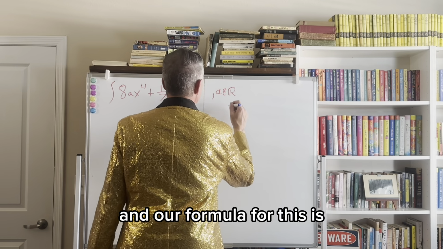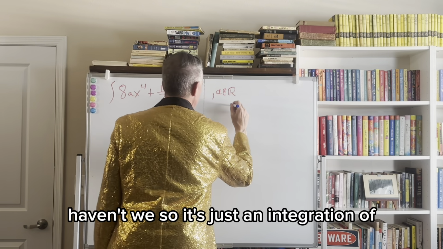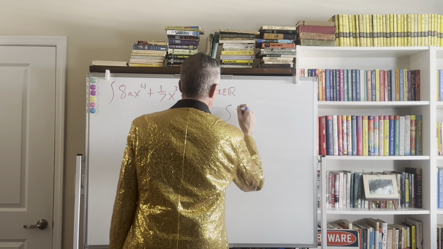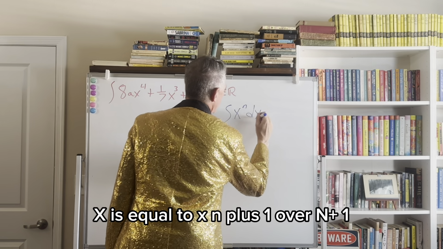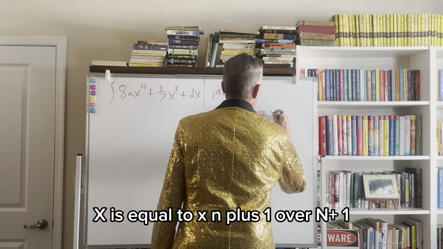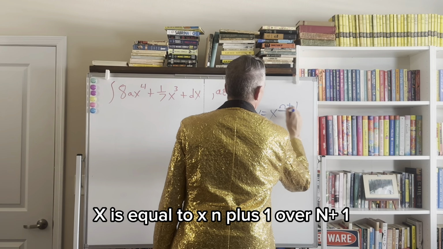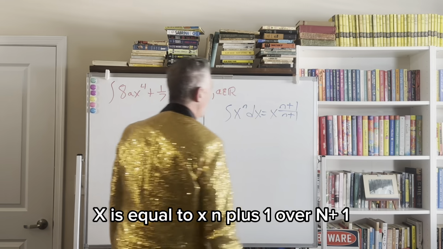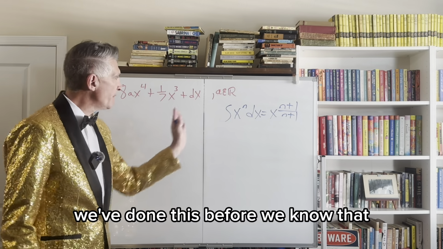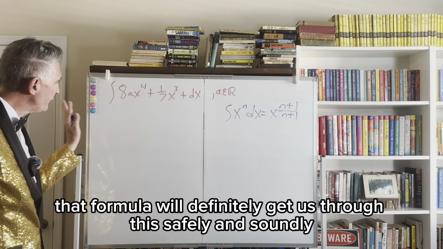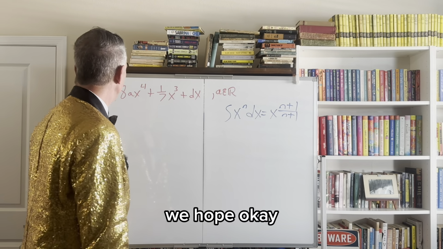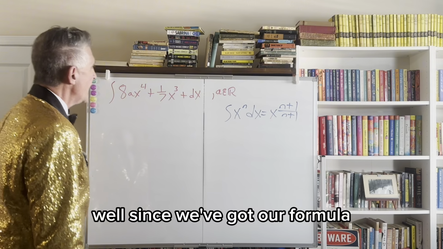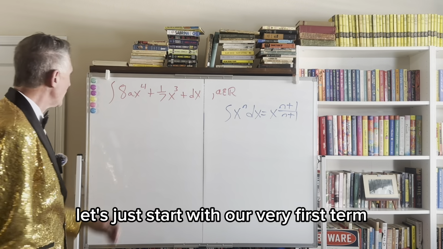And our formula for this is, and we've done this before, haven't we? It's just an integration of x to the n dx is equal to x to the n plus 1 over n plus 1. All right. Well, we've done this before. We know that that formula will definitely get us through this safely and soundly, we hope.